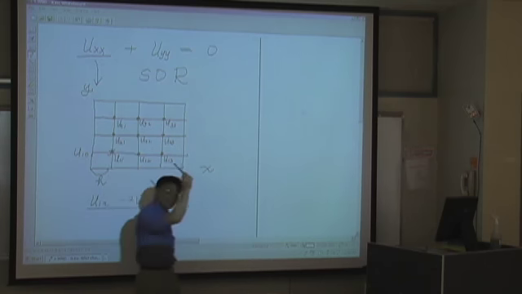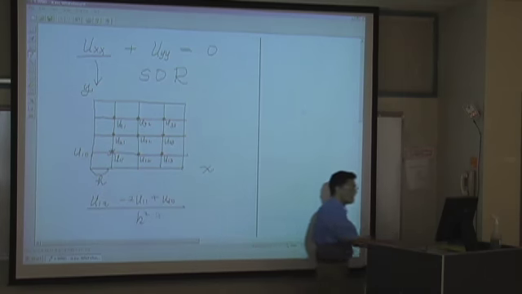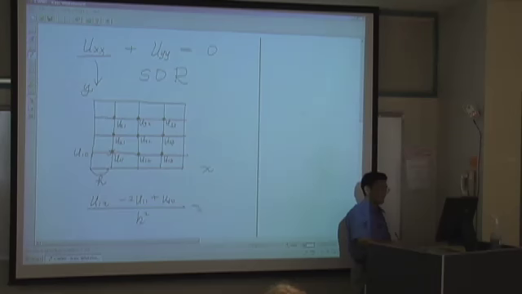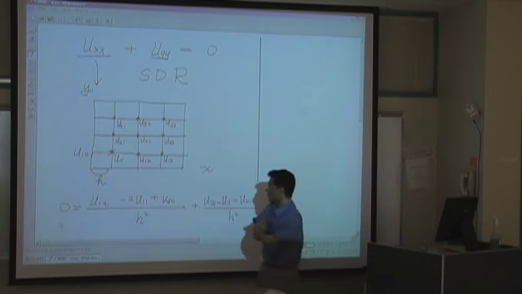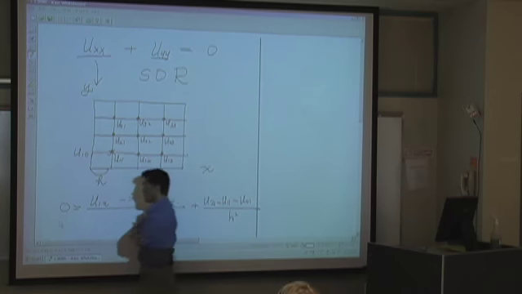And the y-directional derivative can be written the same way: u2,1 minus 2 times u1,1 plus u0,1 over h squared. So I wrote down uxx, now I wrote down uyy, and the right side is 0. So please browse these and ask questions.